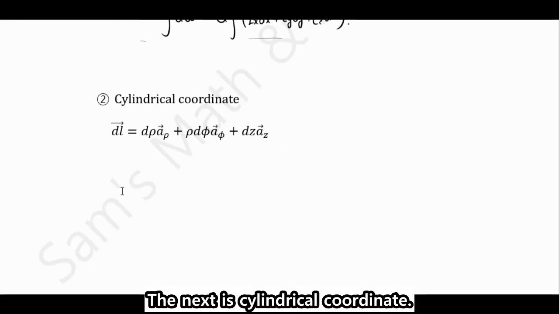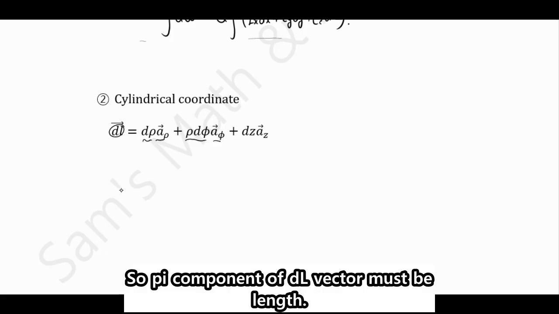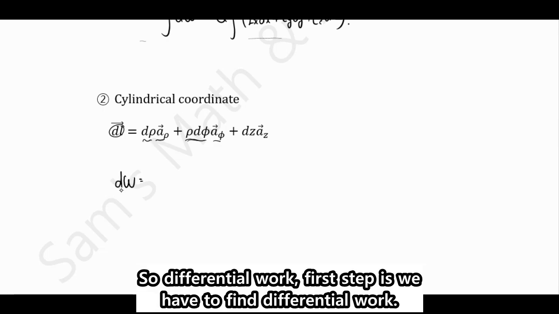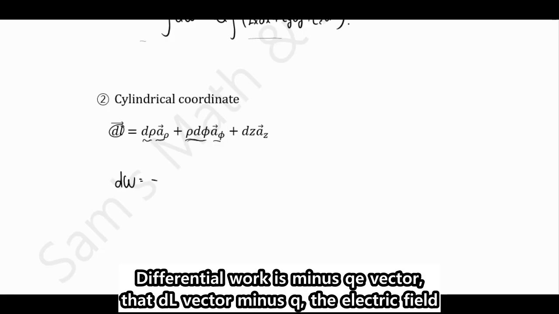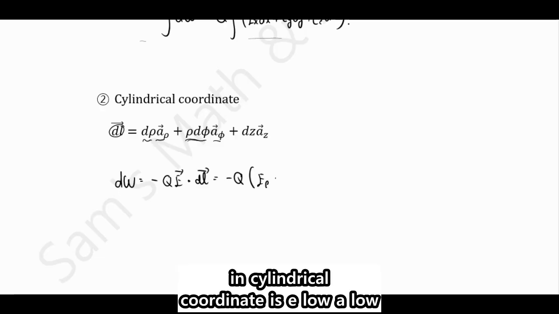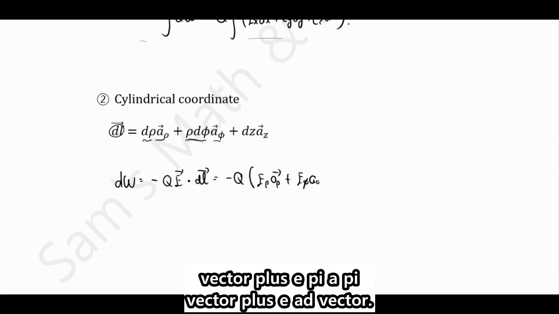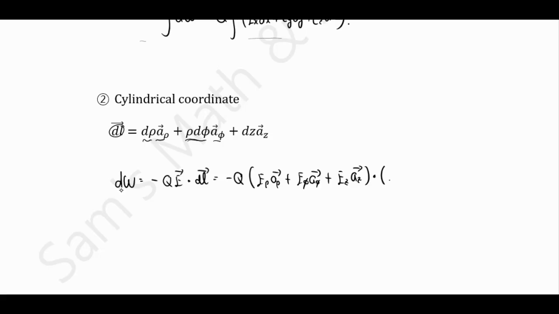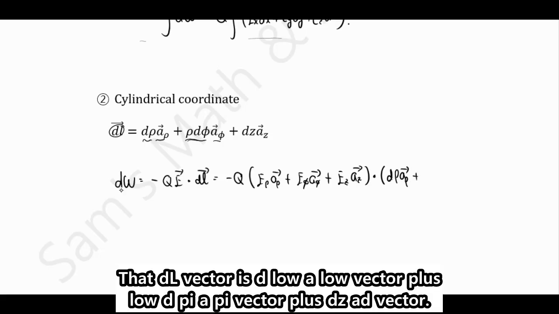The next is the cylindrical coordinate system. The dl vector is d rho a rho vector, not d phi a phi vector, because dl is a length. So the phi component of the dl vector must be a length, so it must be rho d phi. First we have to find the differential work, which is minus q E vector dot dl vector. The electric field in cylindrical coordinates is E rho a rho vector plus E phi a phi vector plus Ez az vector, and the dl vector is d rho a rho vector plus rho d phi a phi vector plus dz az vector.